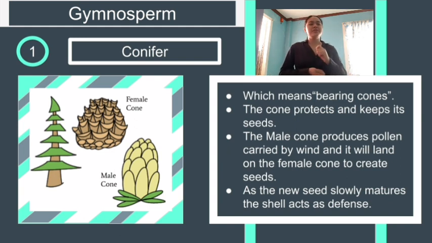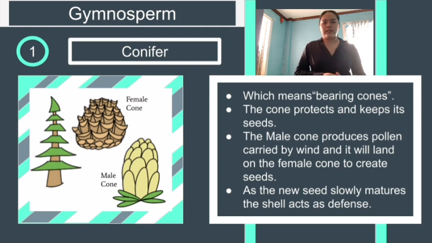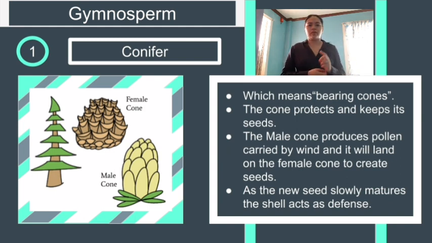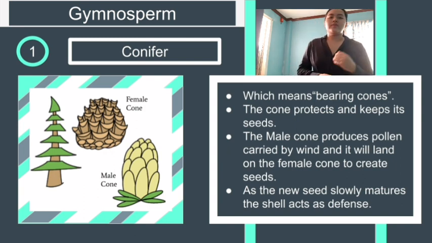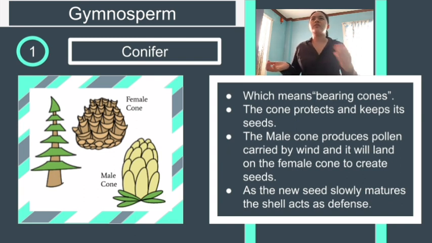Now, under the gymnosperm, there is the conifer, which means bearing cones. The cone protects and keeps the seeds. The male cone produces pollen carried by wind, and it will land on the female cone to create seeds. As the new seed slowly matures, the shell acts as a defense. For example, pine trees, fir and the redwood. The cone looks brown like this, and it is very strong to avoid being destroyed by animals or disasters.